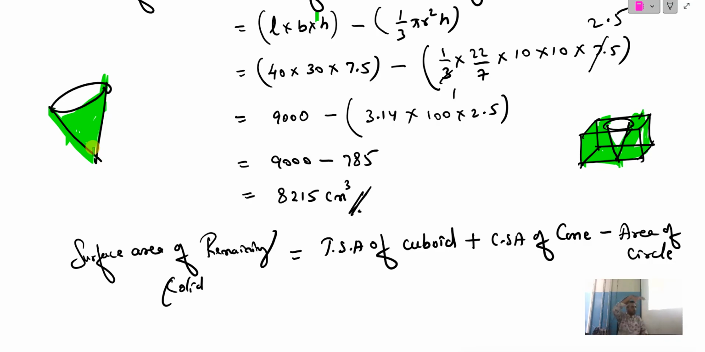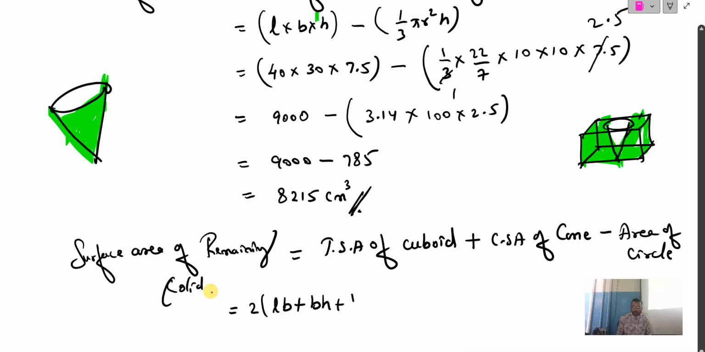2 into, what is L? 40. Width 30 plus width 30. Height 7.5 plus height 7.5 into length 40. This complete answer on one side, plus pi.